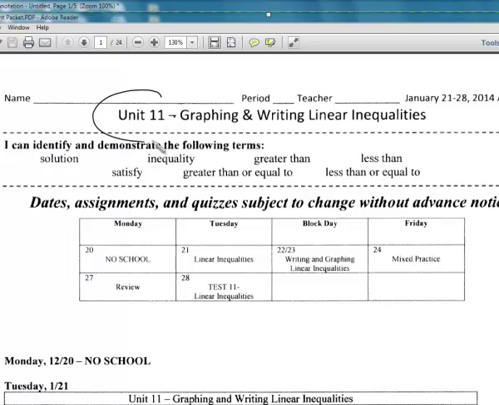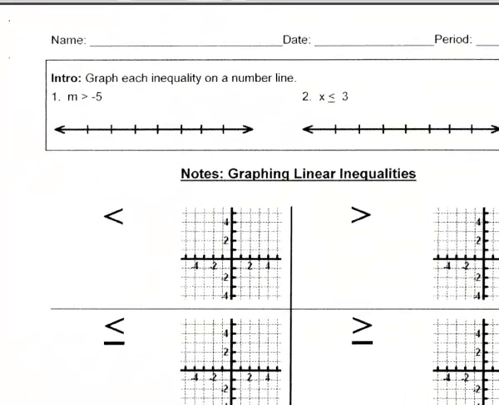Go ahead and turn to Unit 11 packet. If you do not have it right there in front of you, go ahead and grab it and pause the video so that you are with me while we take notes. Go ahead and turn to page 2 in your packet. Here's our little intro, okay?